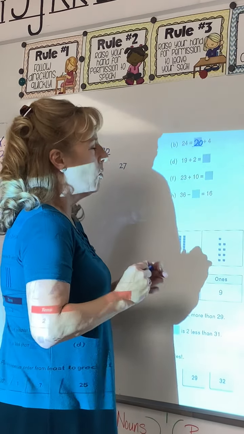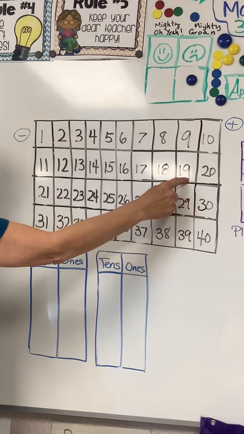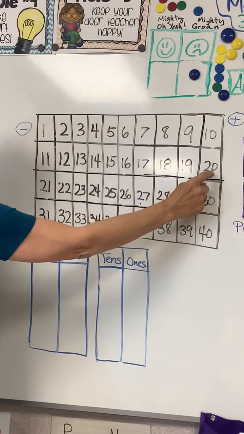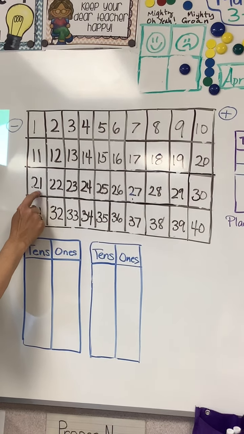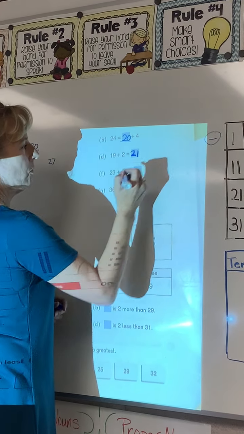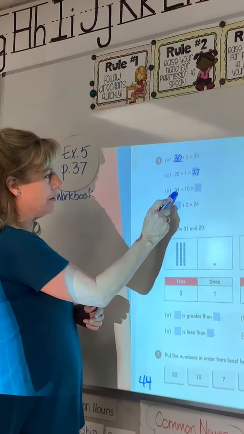Good. Let's do this one next. 19 plus 2. We're going to do the same thing. We're going to start at 19 and we're going to add 2. Which direction are we going to go? Right. This direction. 1, 2. And there's our answer, 21. 19 plus 2 is 21. Excellent.